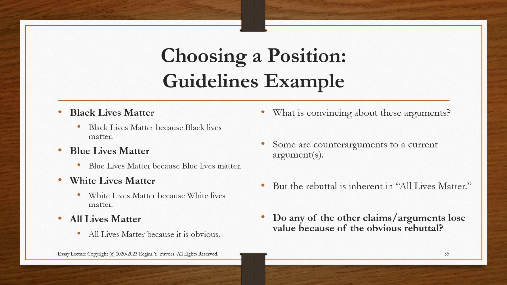So if we're choosing a position, here's the guidelines example and question. So here it is. We have Black Lives Matter because Black Lives Matter, Blue Lives Matter because Blue Lives Matter, White Lives Matter because White Lives Matter, All Lives Matter because it is obvious, right? So what is convincing about these arguments? Some are counter arguments to a current argument, but the rebuttal is inherent in All Lives Matter. Do any of the other claims arguments lose value because of the obvious rebuttal?